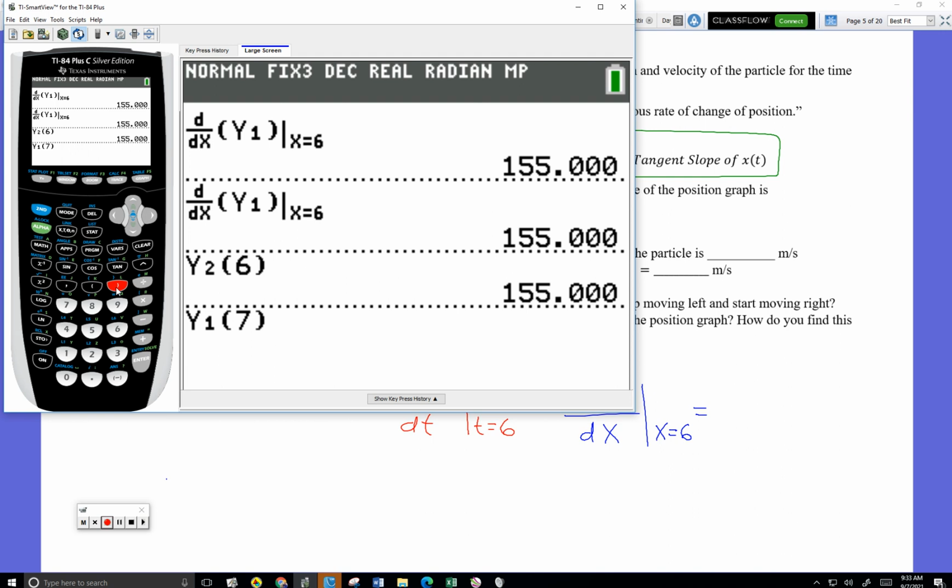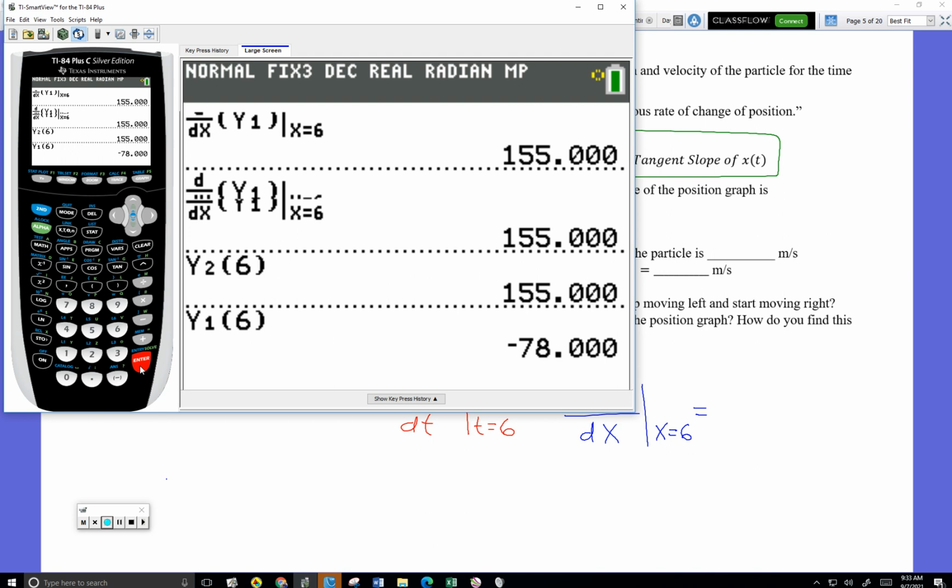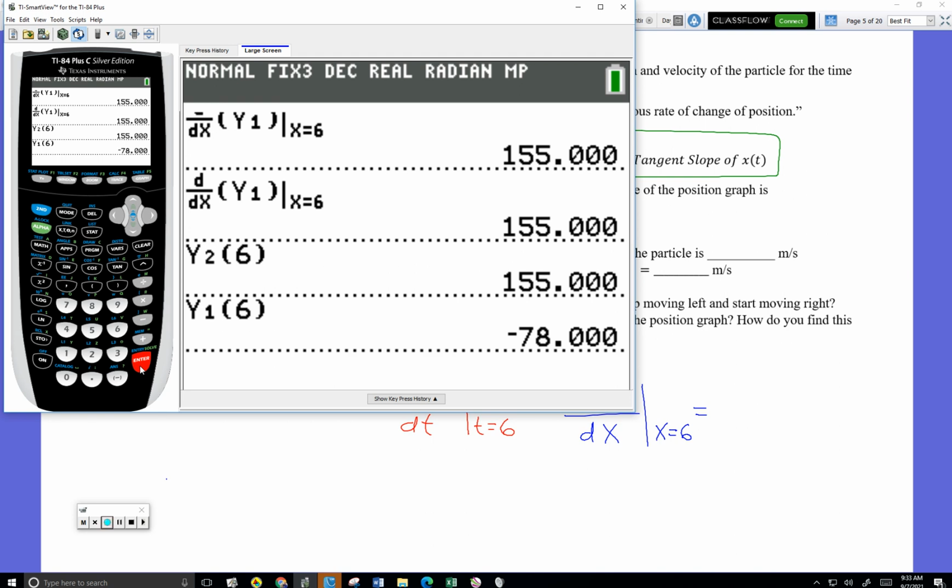Okay? Oh, wait a minute. We've got to do y1 at 6 first. Hold on. Back up. So let's back this up. Let's do y1 at 6. Okay, this tells me where the particle is located at time 6. So here's where the particle is at time 6. It's way over here on the left. This number is telling me the particle wants to be 155 meters that direction, to the right of where it is in the next 1 second.